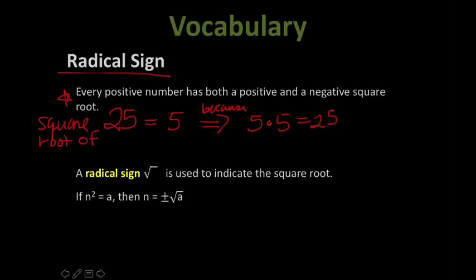Now, think about this for a minute. We have one more question. So now let's think about positive. It says it has both a positive and a negative square root. If I took negative 5 times negative 5, what would my answer be? It's also positive 25. So what we're saying is the square root of a number is the number you're thinking of plus the negative version of that as well. So we would really say the square root of 25 is 5 or negative 5.